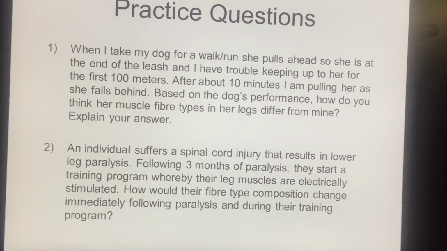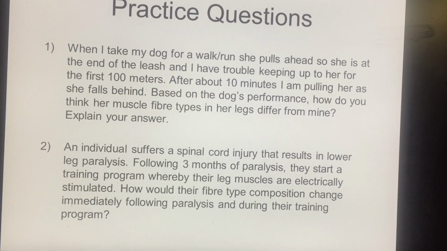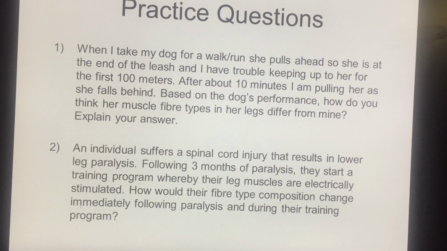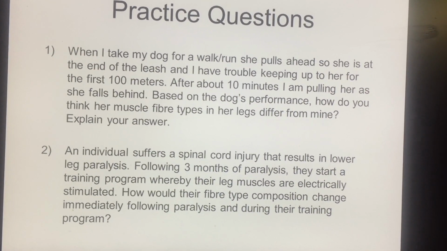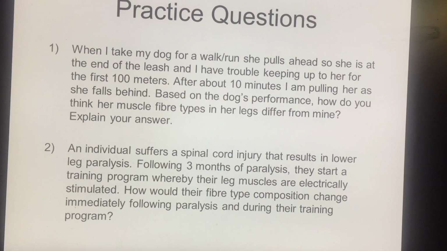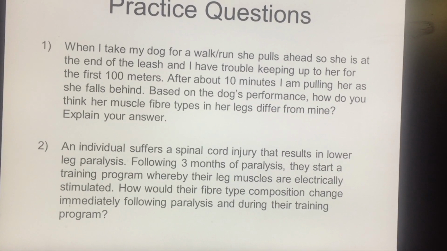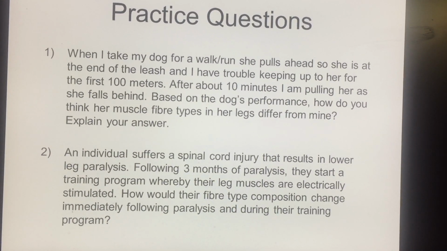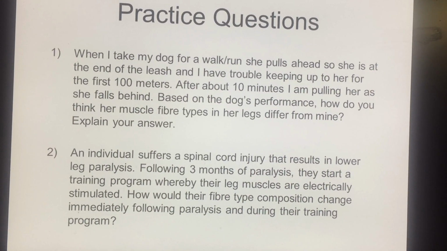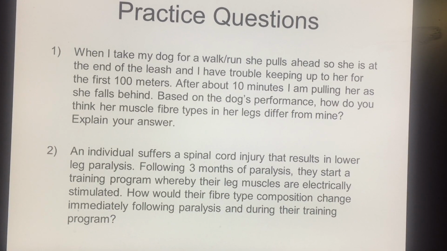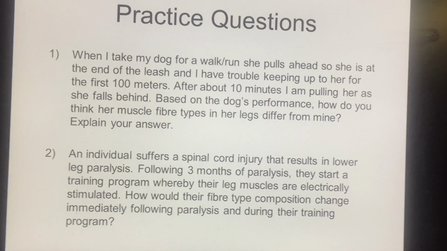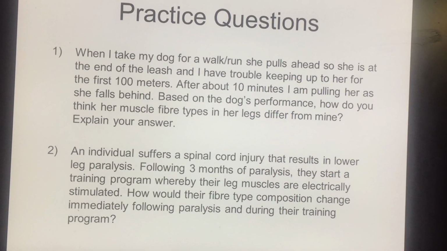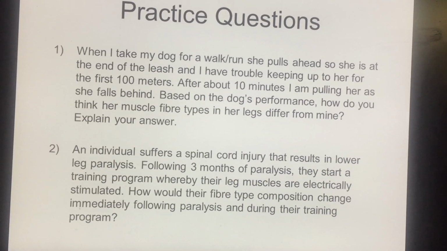So the differences here would be that the dog would have more fast type fibers and the human would have more slow type fibers. The faster fibers allow you to go fast at the start of the walk, but the fast fibers have a characteristic in that they get fatigued very easily. So by the last part of the walk, after 10 minutes, those fast fibers are fatigued and your slow fibers are now predominantly active. And that allows the human with a greater amount of slow twitch fibers to be ahead at that point in time. So the dog is fast at the start of the walk because she's got more fast twitch fibers. But after about 10 minutes, she's slower because those fast twitch fibers are more fatigable. So they've become fatigued.